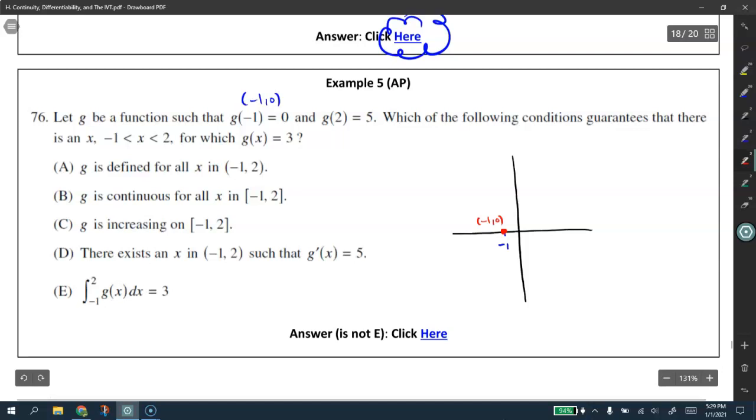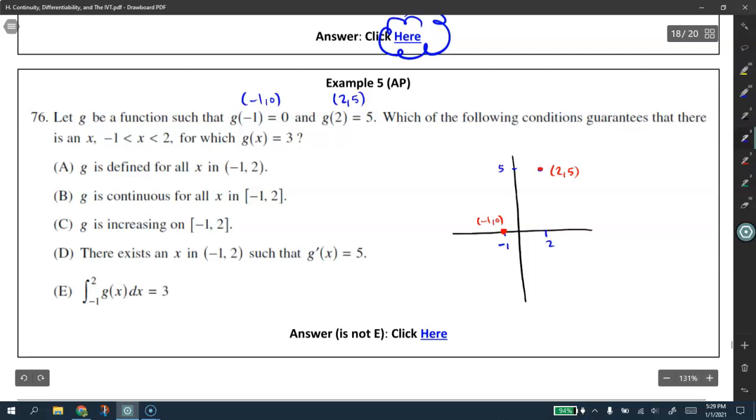Okay, let's keep moving. And then it says that g of 2 is equal to 5. In other words, this is 2 comma 5. So if you go over to 2, they're telling you that you go through a y value of 5. So let me color that in red. So this is 2 comma 5. Okay, so this is all we know about the g function.